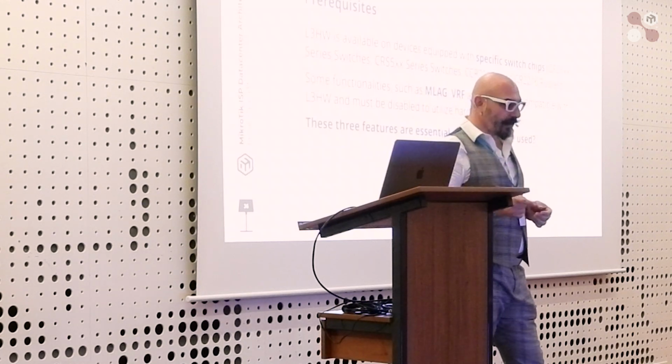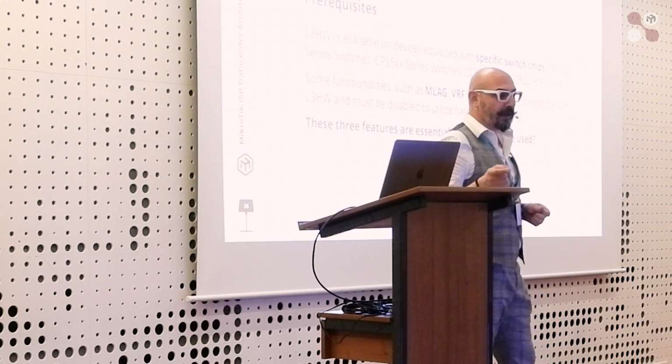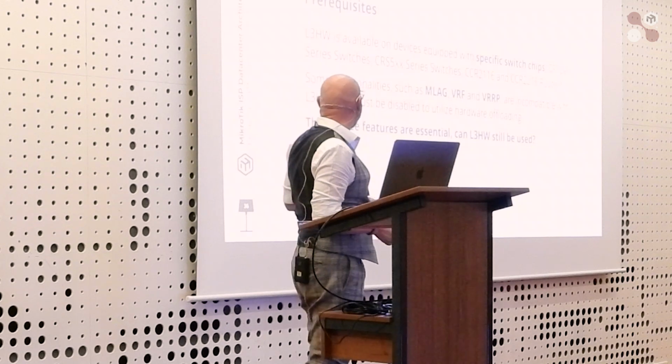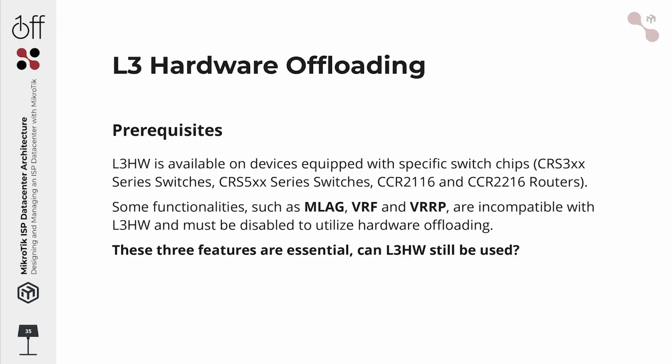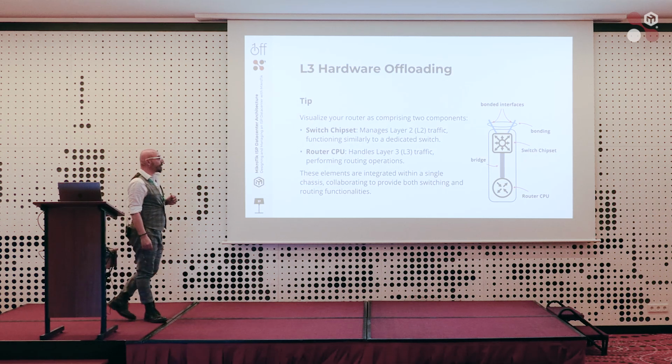Even with this feature, we need specific switch chips, such as the one we can find in Cloud Router Switch 3 and 5 series and 2000 Cloud Core routers. But some functionalities, MLAG, VRF, VRRP are not compatible. So can we still use layer 3 hardware offloading in this topology? Spoiler alert, yes, of course. Let's see how.